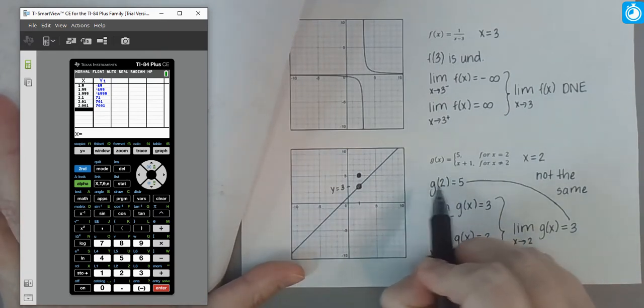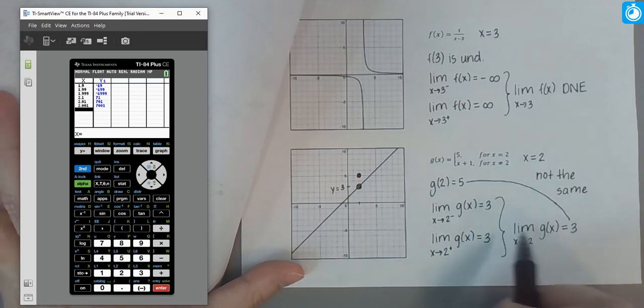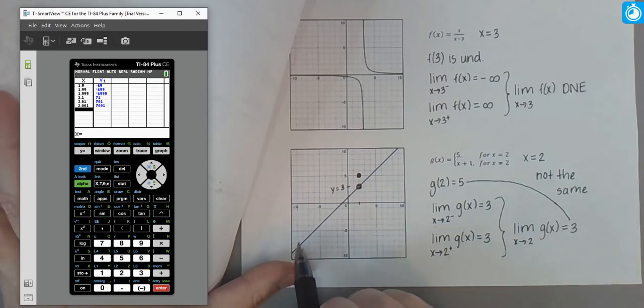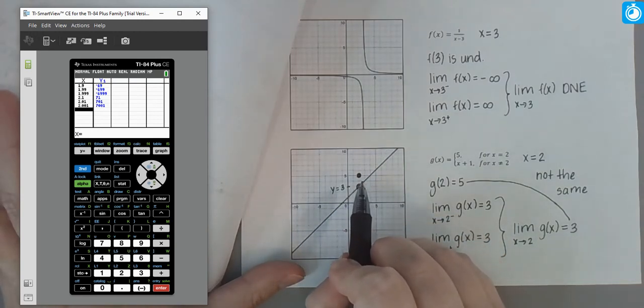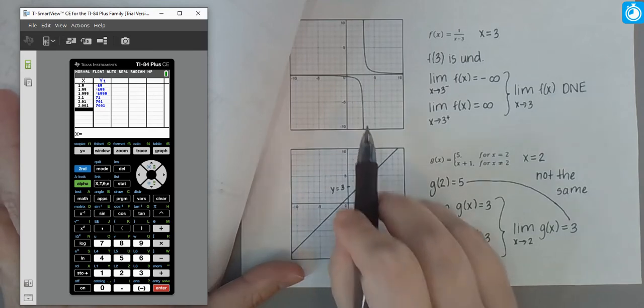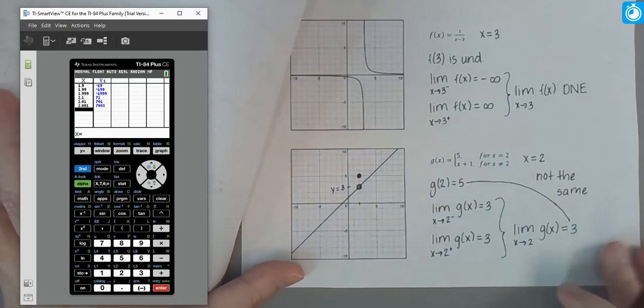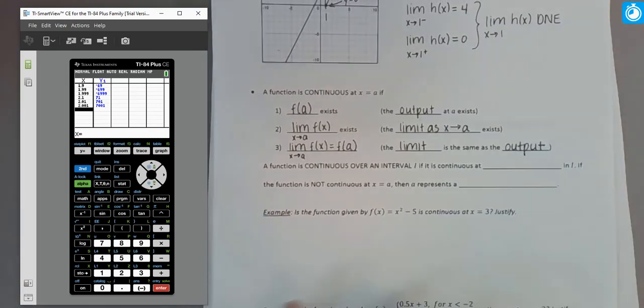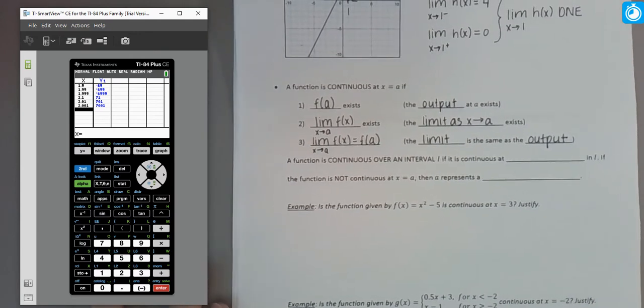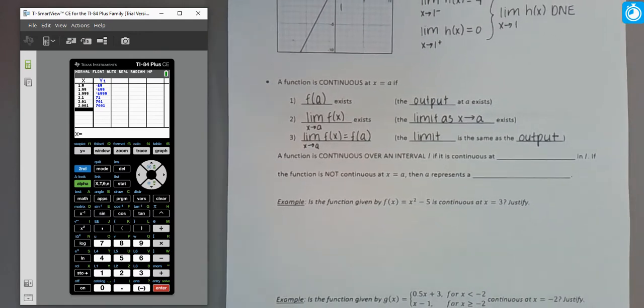So the function value existed, the limit existed as well, but they didn't have the same value. So because they had a different value, our function was approaching different things from the left and right, but the actual function value jumped and took us somewhere else and then represented a discontinuity. So all three of these conditions must be met in order to say that we are continuous at a particular point, at a particular x value.